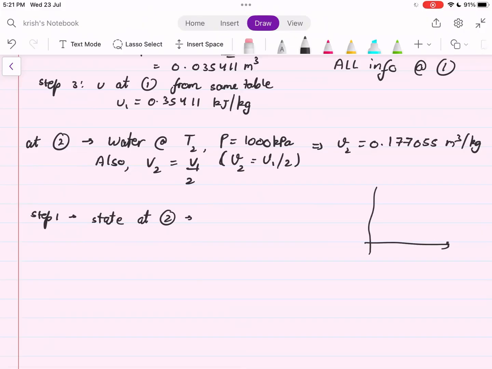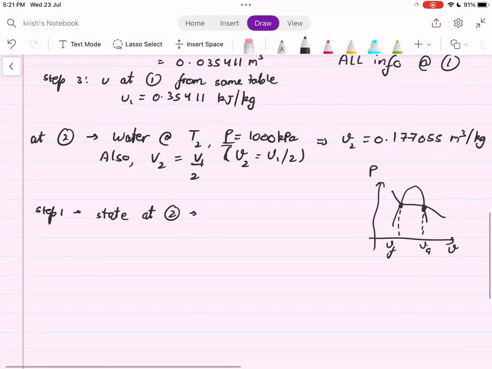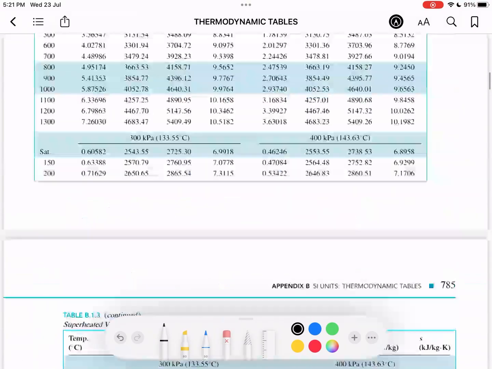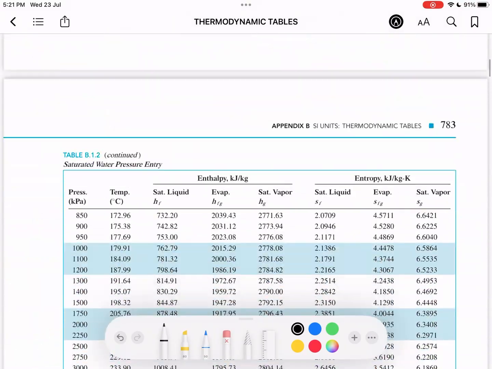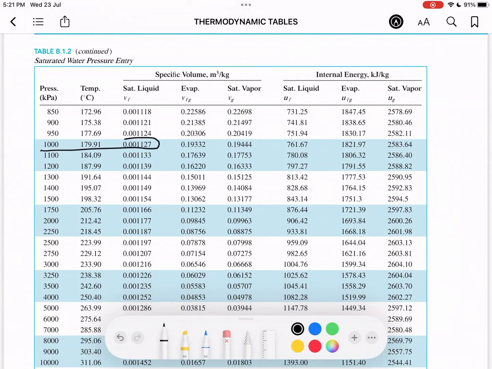Let us draw a diagram. This time, since we have been given the pressure, let us draw the PV diagram. Remember, it is inverted. And let us try and find the VF and VG values. Right. So going back to our tables here and looking at saturated water pressure entry, again at 1000 kilopascals, we will get VF to be this value and VG to be this value.